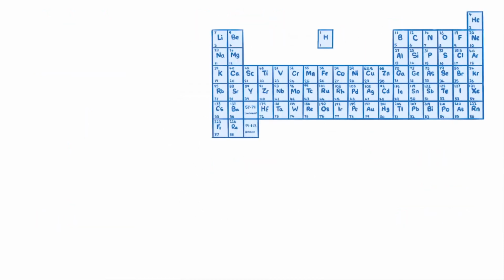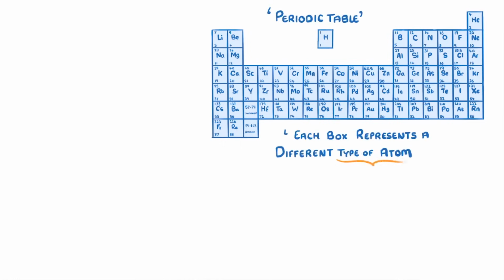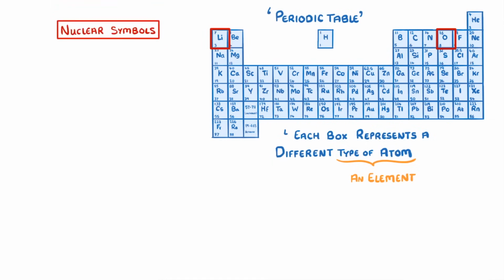Now, we'll take a look at it in detail in another video, but this here is the periodic table, and each box in the table represents a different type of atom, which we call an element. So this box here represents the element oxygen, and this one is the element lithium. We call these boxes nuclear symbols, and they tell us a whole bunch of information about the element. To see exactly what they tell us, let's take a look at the nuclear symbols of oxygen and lithium.